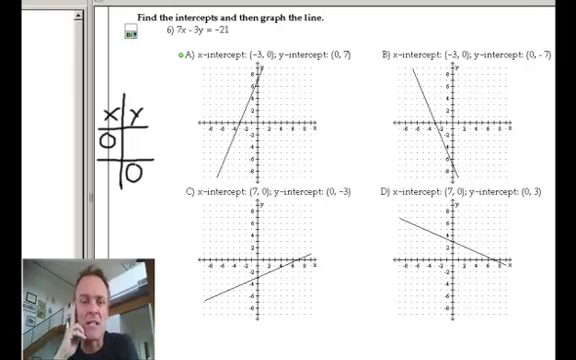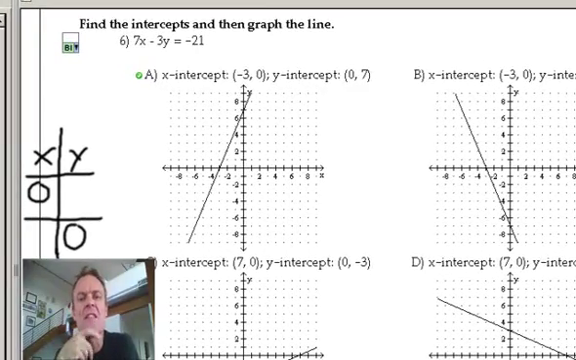Okay, bit of graphing practice. Let's look at this. Find the intercepts and then graph the line. So you're trying to find the x-intercept and the y-intercept and then just join those 2 points together. Now remember, an x-intercept is when y equals 0, and a y-intercept is when x equals 0.